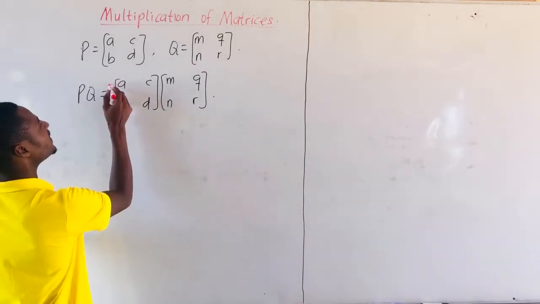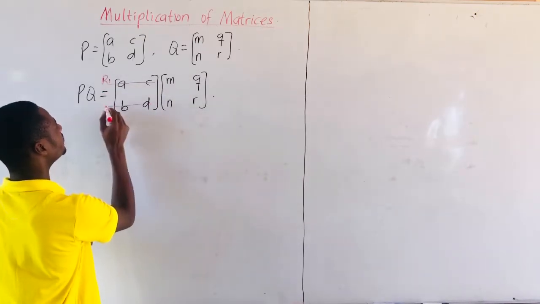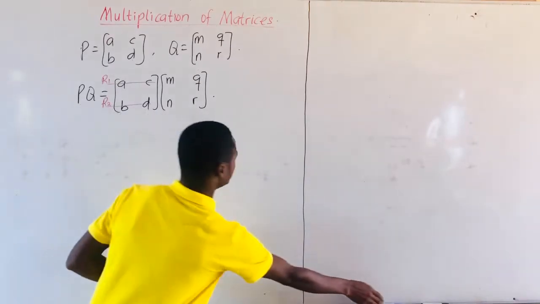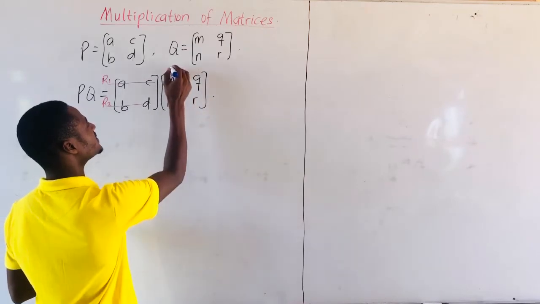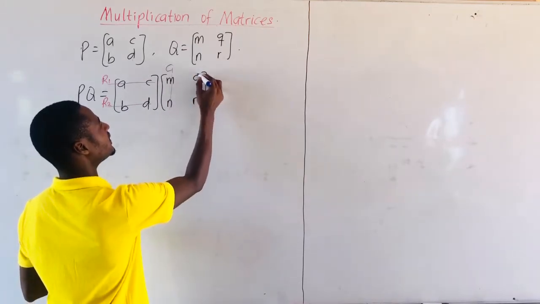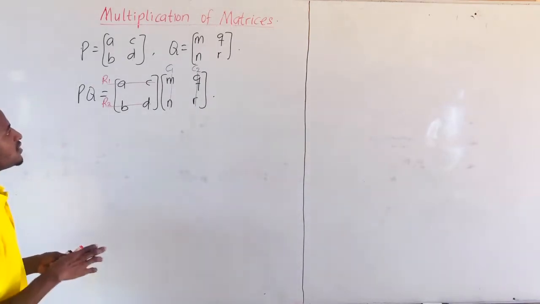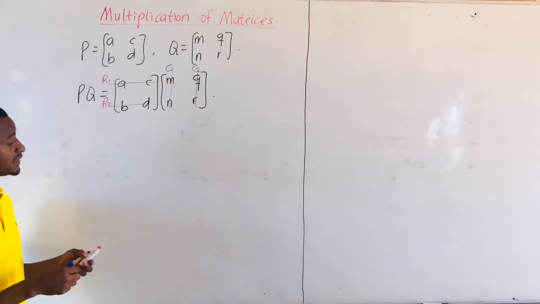So in the first matrix, we have row 1, and then we have row 2. There are 2 rows. And in the second matrix, we have this as column 1, and then this is column 2 in our second matrix. So 2 rows in the first matrix, 2 columns in the second matrix.